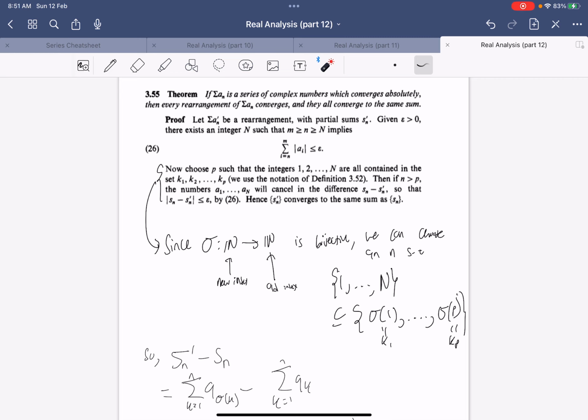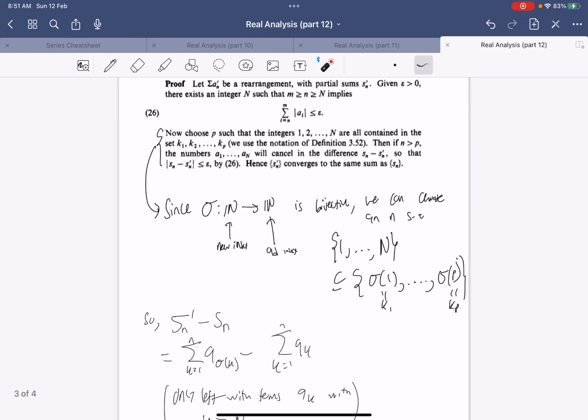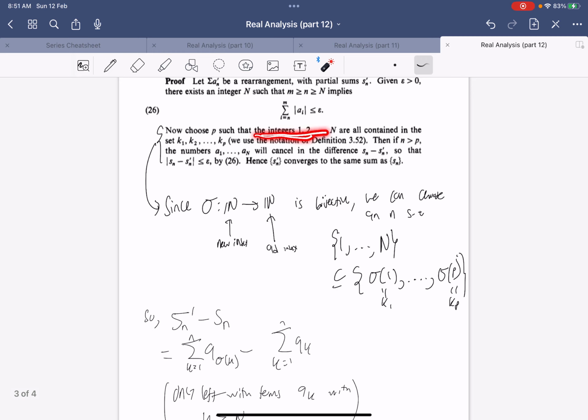We know that it converges absolutely. So there will exist a cutoff such that for any two points above it, from n to m, the series an converges, or the sum will be less than epsilon. Now we just need to pick. So what Rudin says is, we need to pick a p such that all these terms are within it.